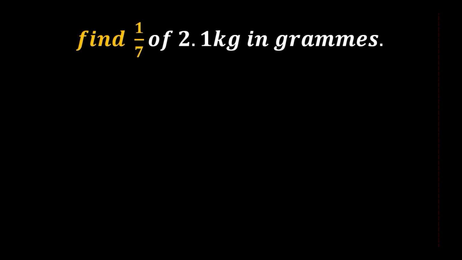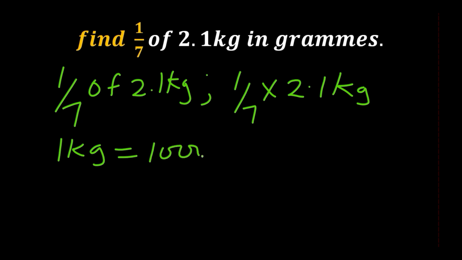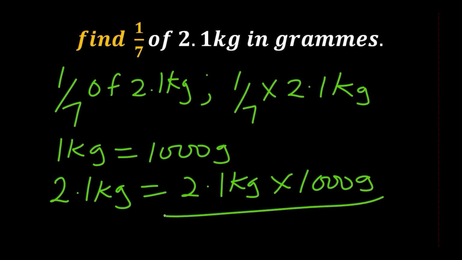Let's find 1 over 7 of 2.1 kilograms in grams. 1 over 7 of 2.1 kilograms means 1 over 7 times 2.1 kilograms. From the SI unit table for mass, 1 kilogram is equal to 1000 grams. 2.1 kilograms will be equal to 2.1 kilograms times 1000 grams all over 1 kilogram.